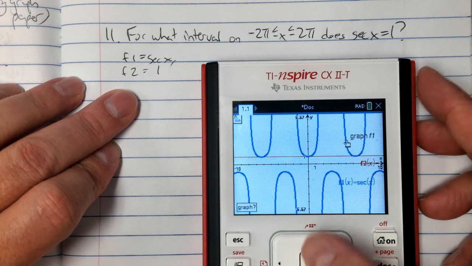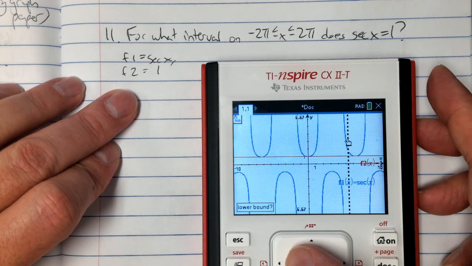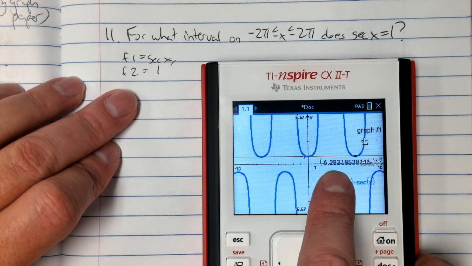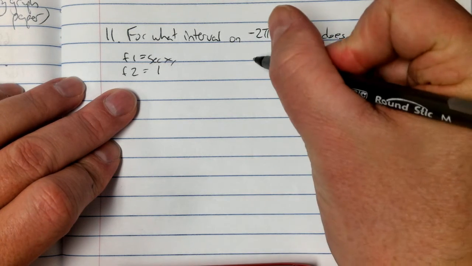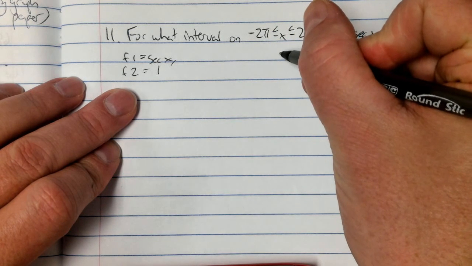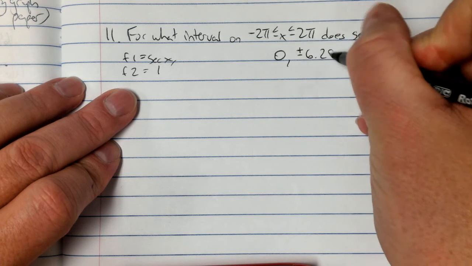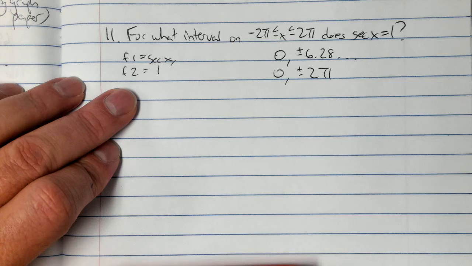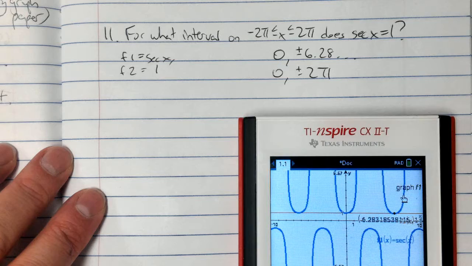It's asking the graph, so I have to choose the blue one. It says the lower bound, to the higher. It says 6.28. Hopefully you recognize 6.28 as 2 pi. So it's going to be 0 and plus and minus 6.28 something. So that's really 0 plus and minus 2 pi. Not for this. They're going to want the exact answer.